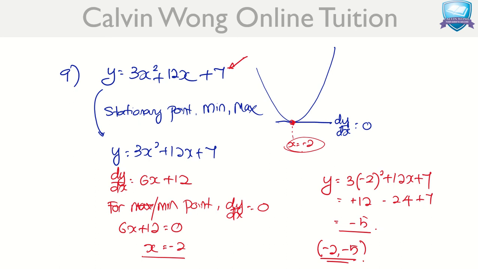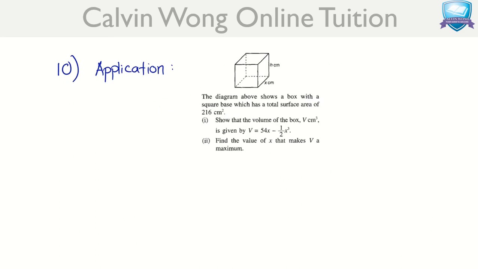Let's continue with question number 10. Now, question number 10 is an application. Usually they will give you a certain situation. In this case, they give you a box with a square base. That means x, and here also x, with a total surface area of 216. Alright, so for differentiation here, they want you to show the volume given by this.